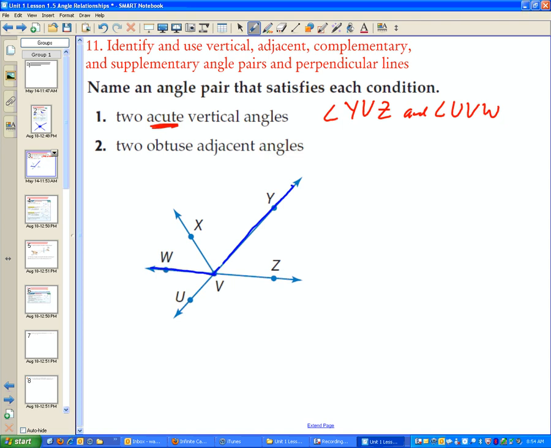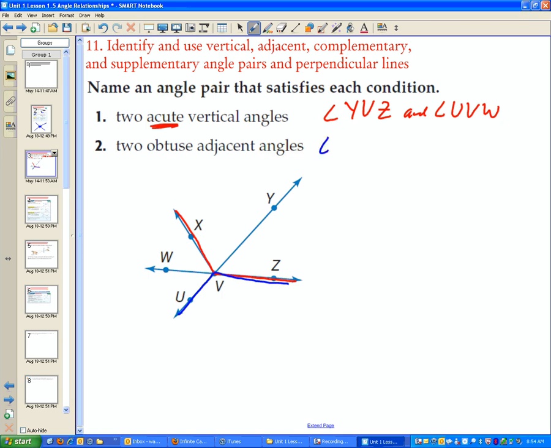Yeah. If I'm going X, V, you see that they're not adjacent. They kind of cross over. What do you think, Clay? W, V, Y, and Y, V, U is not obtuse. It's straight. So, C, D, D, U. That'll work. We found a pair that works. That's our answer. There may be other answers, but that one works.